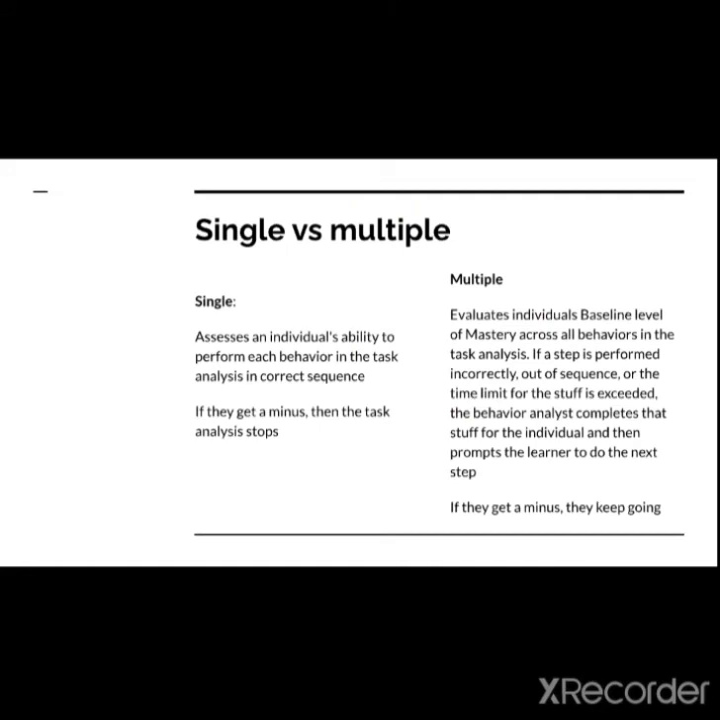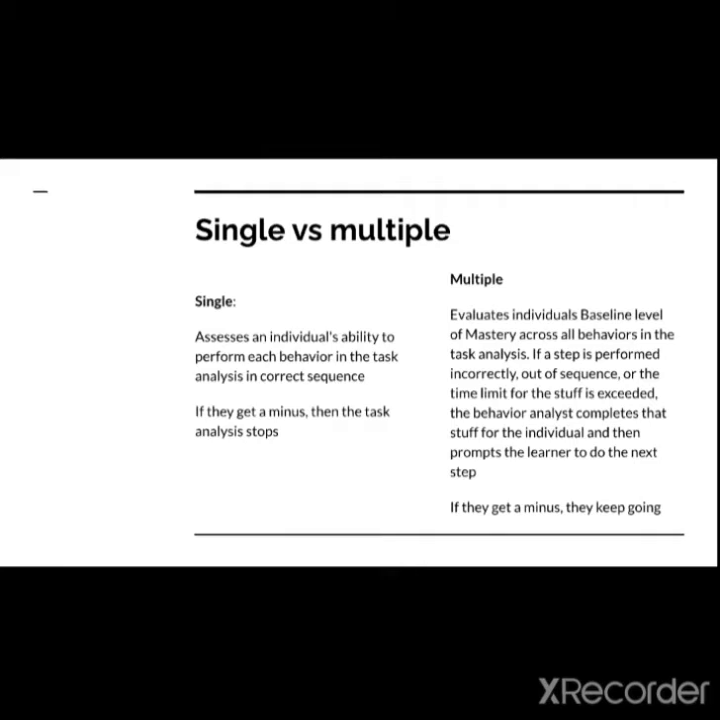So what's the difference between single versus multiple? So single just means that you're conducting a task analysis and you're assessing the individual's ability to complete certain tasks. If, however, they are unable to complete a step in the task analysis and you write a minus, you are no longer going to have them complete the rest of the task. You are going to do it yourself. And then you have multiple, and this is where you're evaluating again and assessing the individual's ability to complete the task analysis. You're going to have them do every single step, even if they get a minus, and it's going to show you where they're at and what they are able to do and what you need to teach.